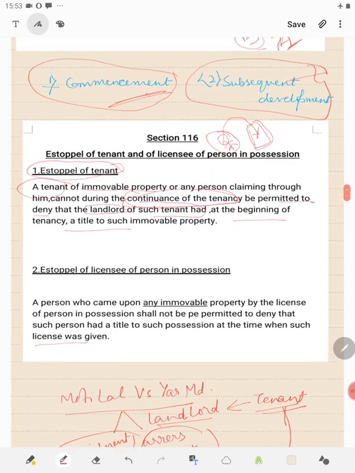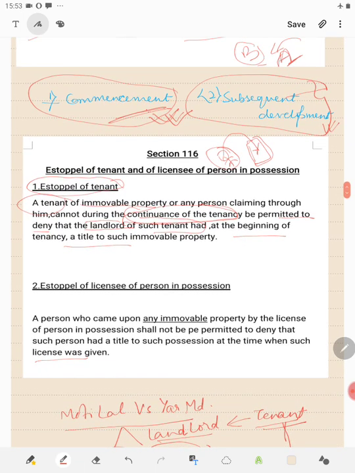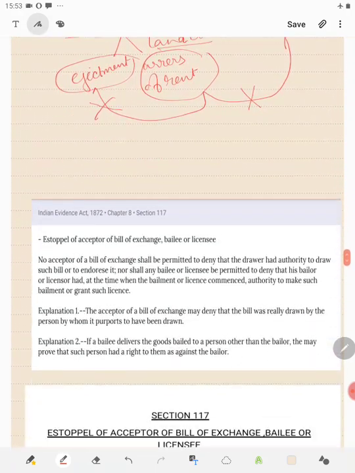So please remember, two things are important: the time frame is with regard to the commencement of the license or commencement of the tenancy. About subsequent developments, certainly evidence can be given.